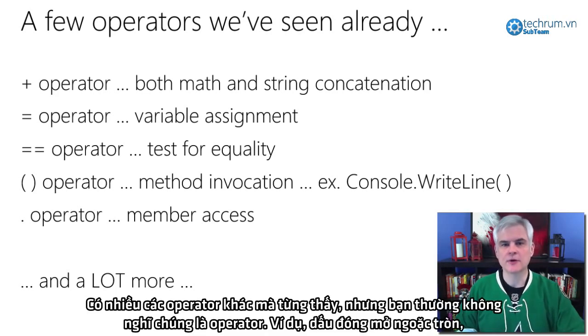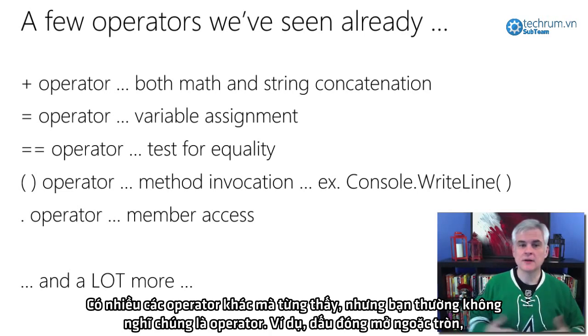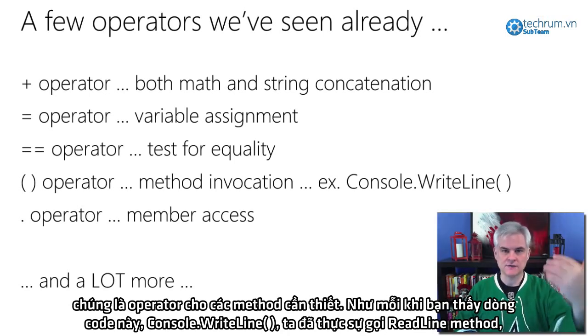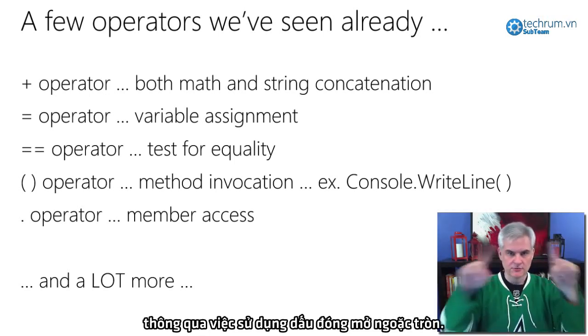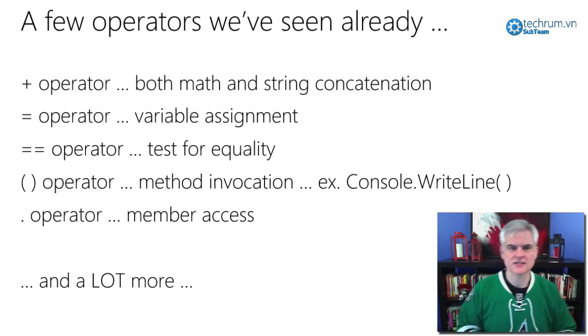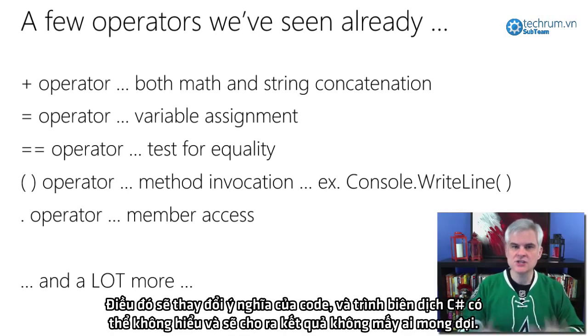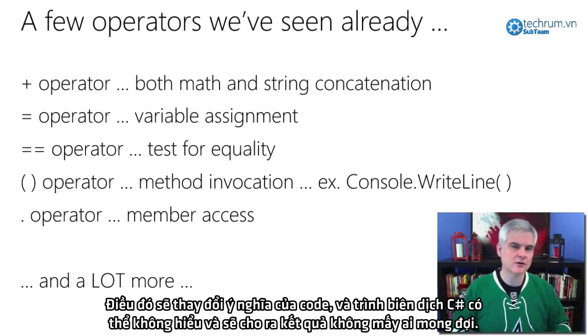So there are other operators that we've seen, but you may not typically think of them as operators. For example, the opening and closing parentheses is the operator for method invocation. Whenever you see this line of code, Console.WriteLine open and close parentheses, we are actually invoking the ReadLine method through the use of the opening and closing parentheses. So what happens if you leave those off, if you ignore those parentheses? Well, then it changes the meaning of the code, and the C# compiler may not understand and will possibly raise a compilation exception.